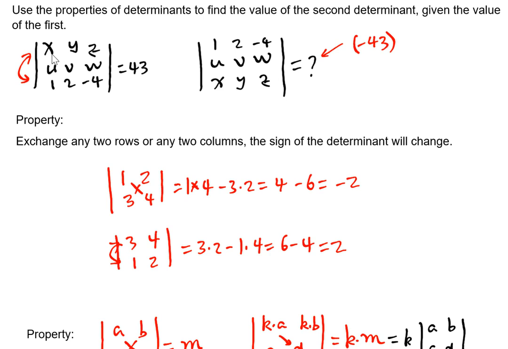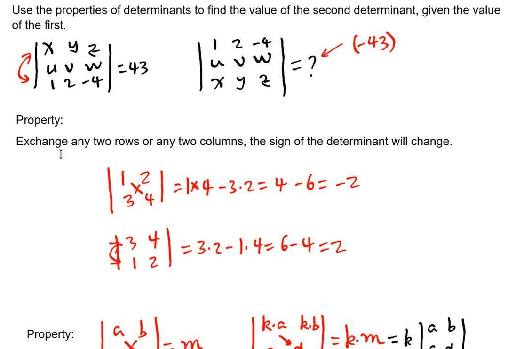Here the first row is X, Y, Z, the second row is U, V, W, the third one is 1, 2, -4. We are given the determinant of this matrix is 43. And you can see here the second row is the same. The first row here is the third row, and the third row here is the first row. Basically, they exchange the two rows.